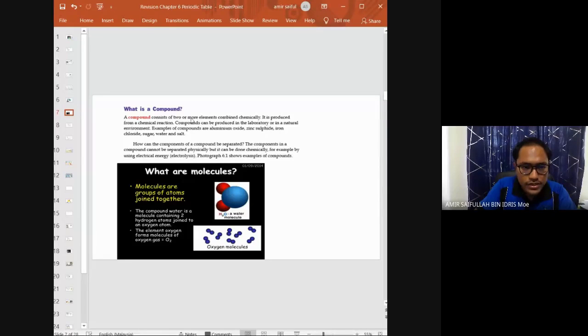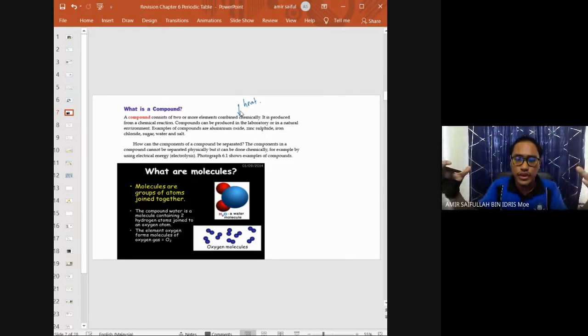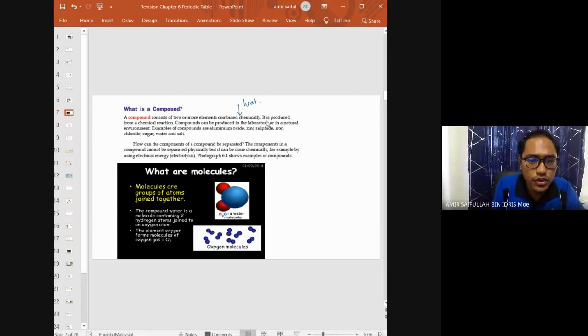A compound is two or more elements combined chemically. When we say combined chemically, it means we heat them. We heat them to combine them. Because when you want to combine two or more elements chemically, you always will heat them. You will give them a certain energy for them to get together. So it is produced from a chemical reaction. Compounds can be produced in the laboratory or in the natural environment.